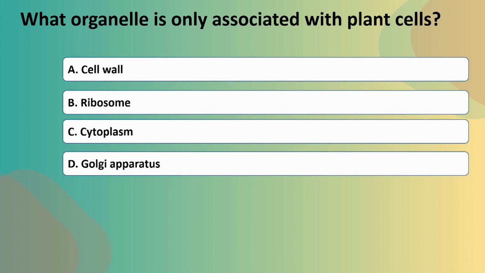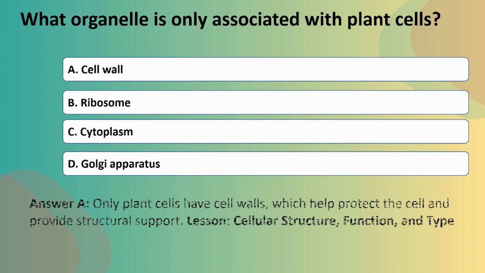So looking at our answer options, it's pretty clear if you memorized your cell organelles that our best answer option is actually going to be A. Cell wall. And that's because only plant cells have cell walls, which help protect the cell and provide structural support.